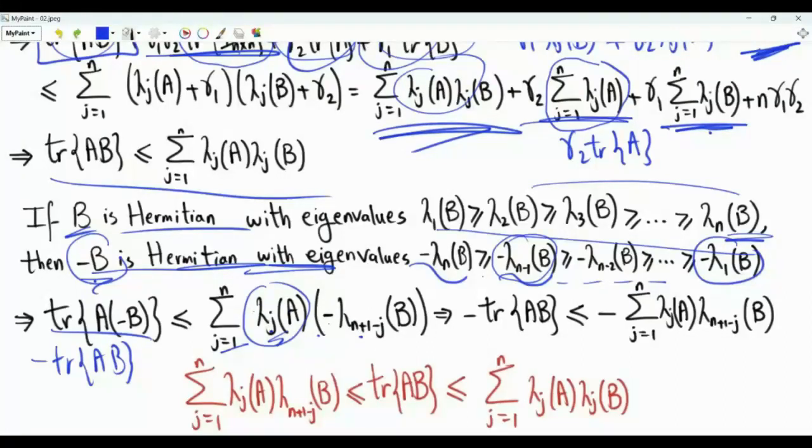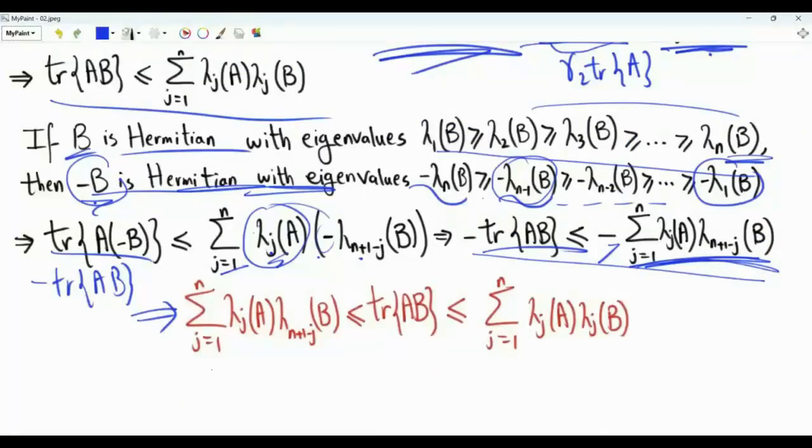So that lambda 1 of A is multiplied by minus lambda n of B. Lambda 2 of A is multiplied by minus lambda n minus 1 of B, and so forth. We can take this minus sign outside. Now we have an inequality, multiply both sides by minus 1, and that's it. We get that the trace of AB is lower bounded by this summation here. This is one very useful result regarding the trace of the product of two Hermitian matrices. We have an upper bound and a lower bound, both in terms of the eigenvalues of these matrices.